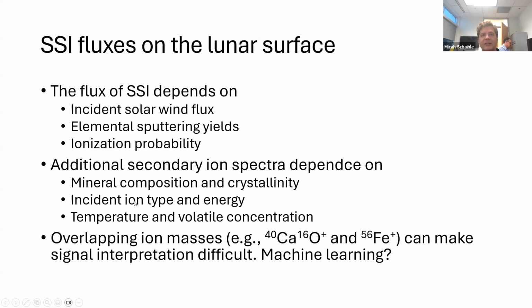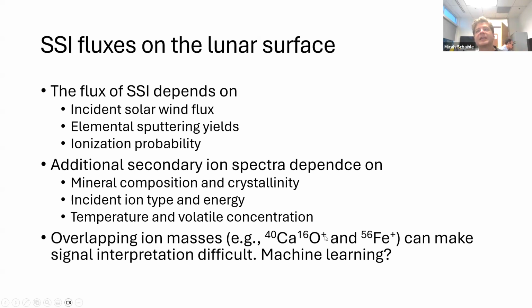Additionally, the secondary ion signal can depend on the type and energy of the incident ion. So we want to measure the secondary ion spectra for both incident hydrogen and incident helium, maybe some incident oxygen atoms, and look at how those secondary ion spectra change as a function of the incident ion. And then finally, the yields should vary depending on the temperature and the volatile concentration on our mineral samples. So another thing we want to look at is, by varying the temperature, how we change the total yields and the relative yields of the sputtered secondary ions.